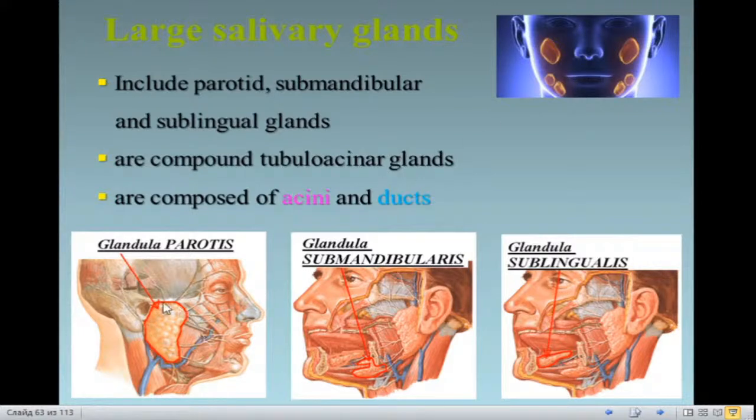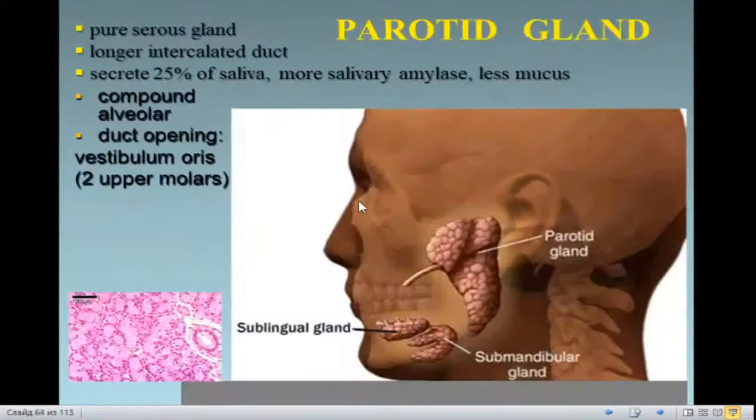The parotid gland is located in the retromandibular fossa. Submandibular and sublingual are located in the oral floor, below the tongue. The parotid gland secretes 25% of saliva, but it produces more amylase and less mucus. It's compound alveolar in structure, and the duct opens at the level of the upper second molar tooth in the oral vestibule. And it's a pure serous gland.